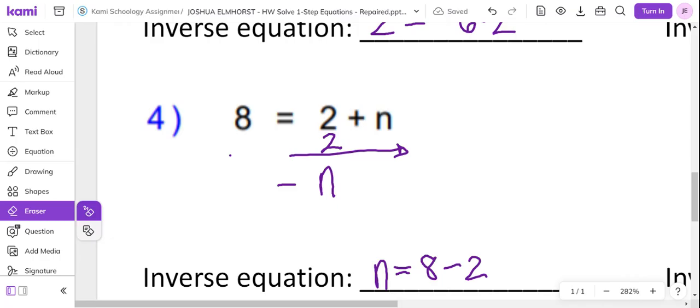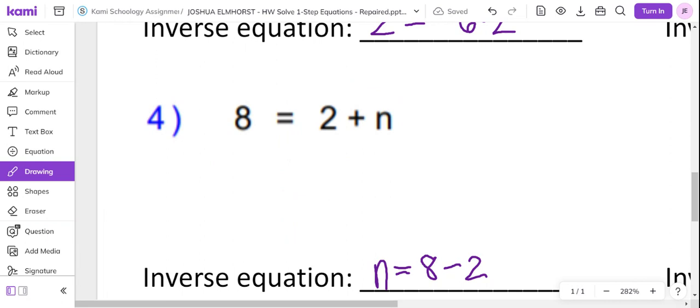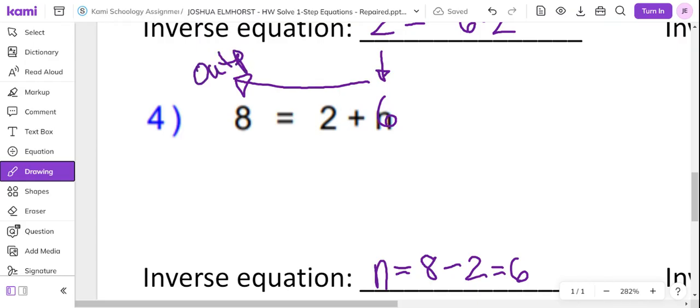So let's go back up. You don't have to erase this. I'm just going to clear this off so we can see. N minus 2, or 8 minus 2, is 6. So if we put this in here, we were looking for a number plus 2 that equals 8 as the output. So here's our input, and then we get our output of 8. What number do we need to put in for our input that makes it true? What number is it? 6. So 6 makes it true.